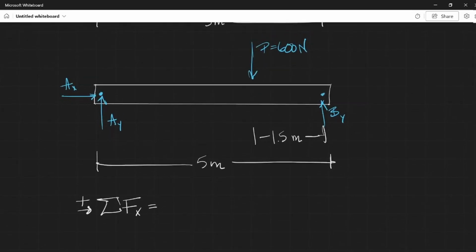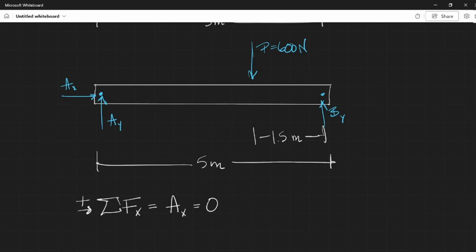And when I look at this diagram and I look at my blue arrows, the sum of my forces in the x direction has to equal 0. So I have AX, and that's it. So that gives me one of my reaction forces immediately. There's 0 reaction force in the horizontal direction at point A.